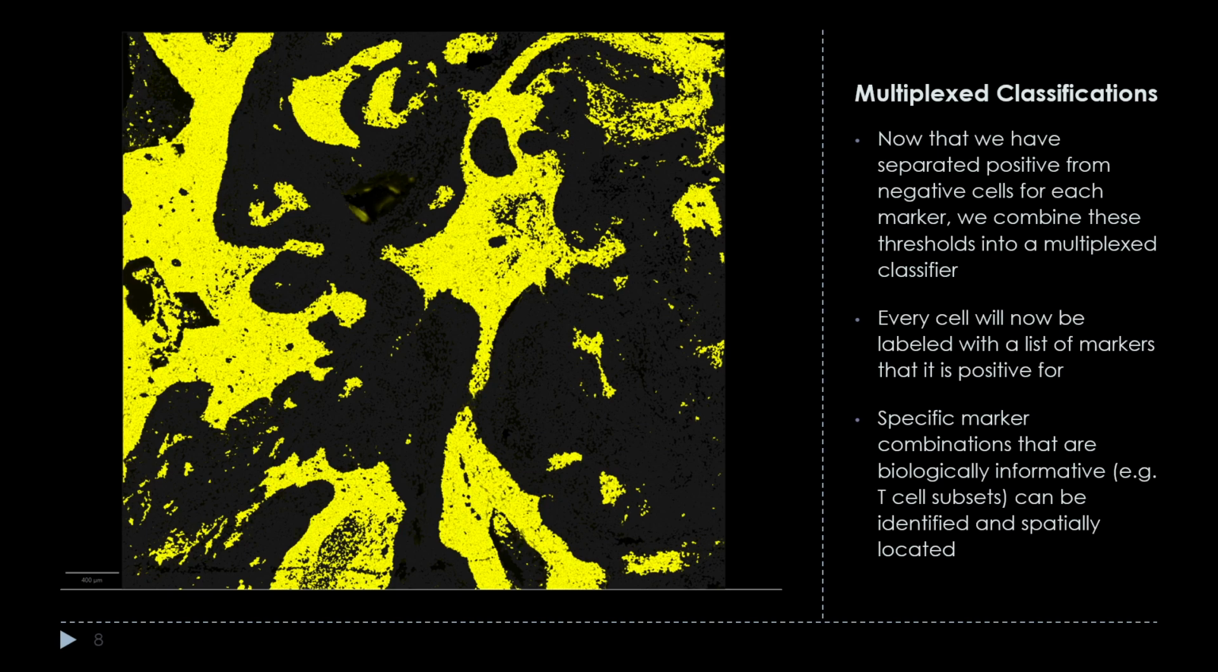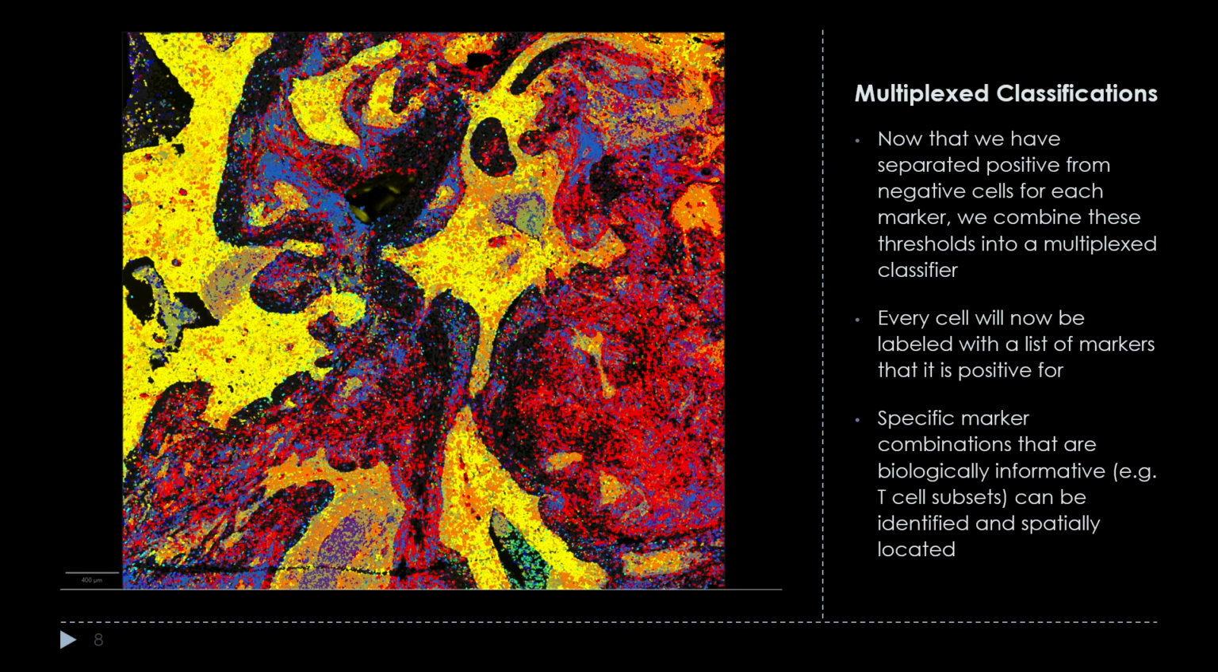So now that we've classified each cell for every marker, we need to combine these into a multiplex classifier. And by applying each of our pathologist supervised classifiers sequentially, we can then get a list for each cell containing the markers that it is positive for. Cells can then be filtered from this to look at specific subsets of interest defined by more than one marker.